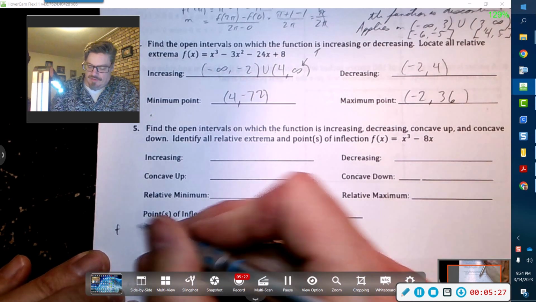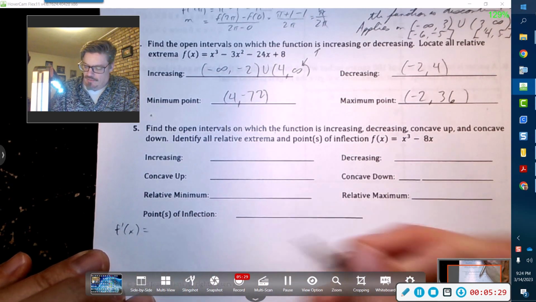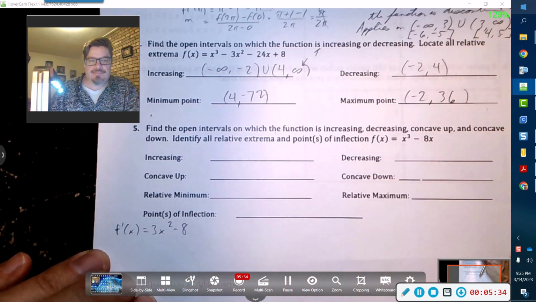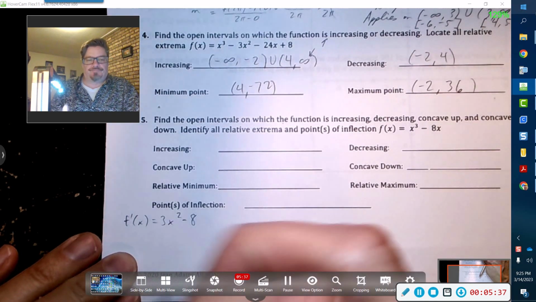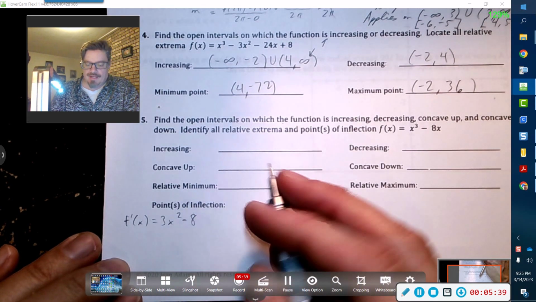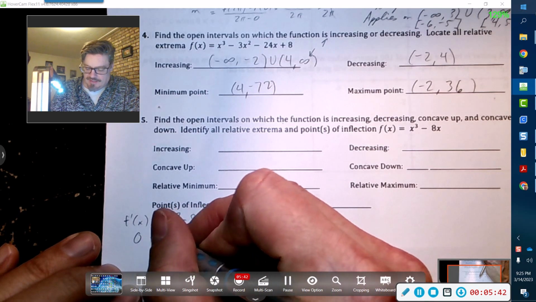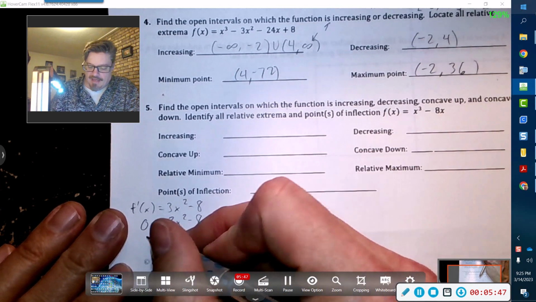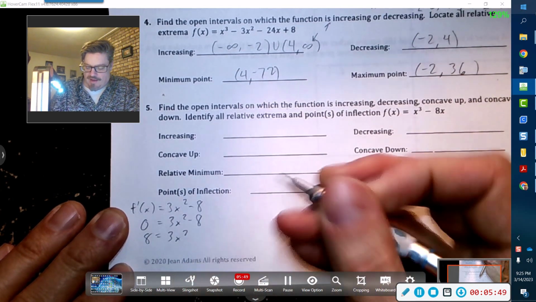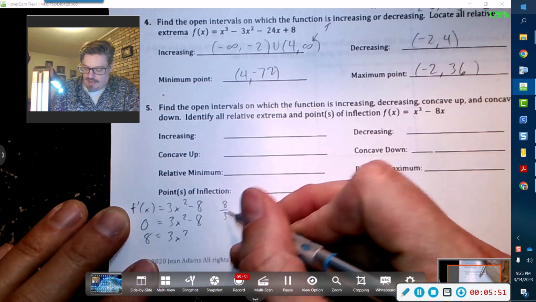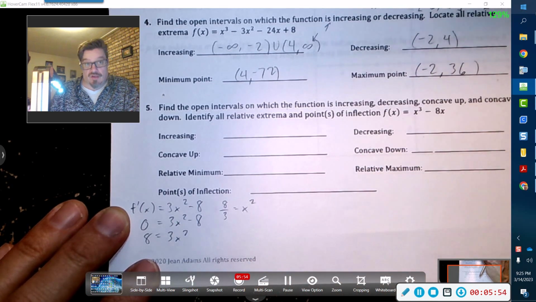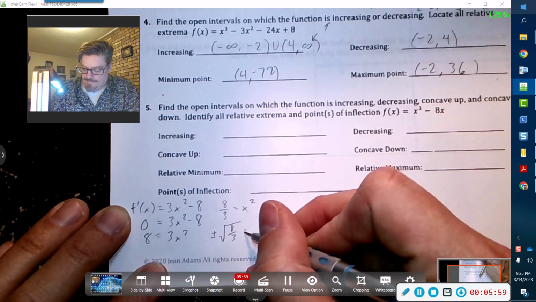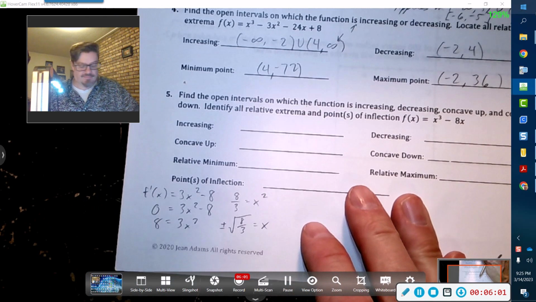So for increasing, let's take the derivative here. We get 3x to the second power minus 8. We're going to set 3x squared minus 8 equal to 0. It's not factorable in any way, so we have to move the 8 over. Divide by 3, so you get x squared equals 8 over 3. Take the square root, and you get plus or minus the square root of 8 over 3. And it's just how it is.